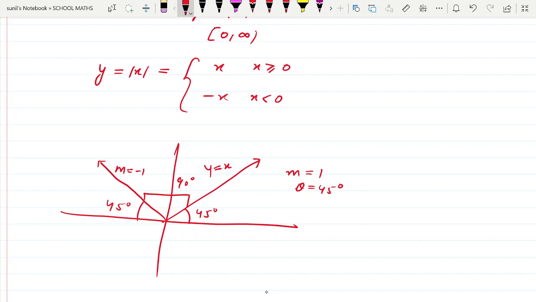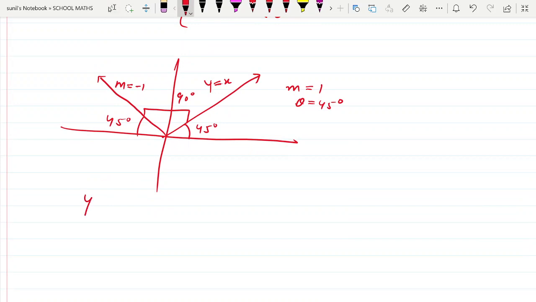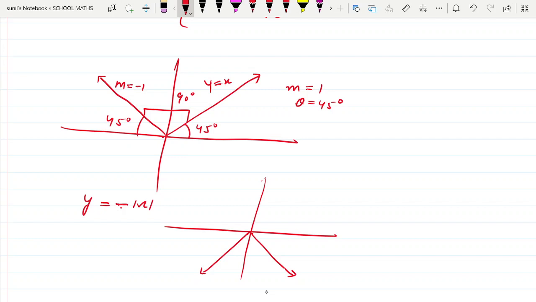Now if I ask you to draw the graph of y is equal to minus mod x, definitely the graph will be like this. This is the graph of y equals minus mod x. This line will be y equals minus x and this line will be y equals x.